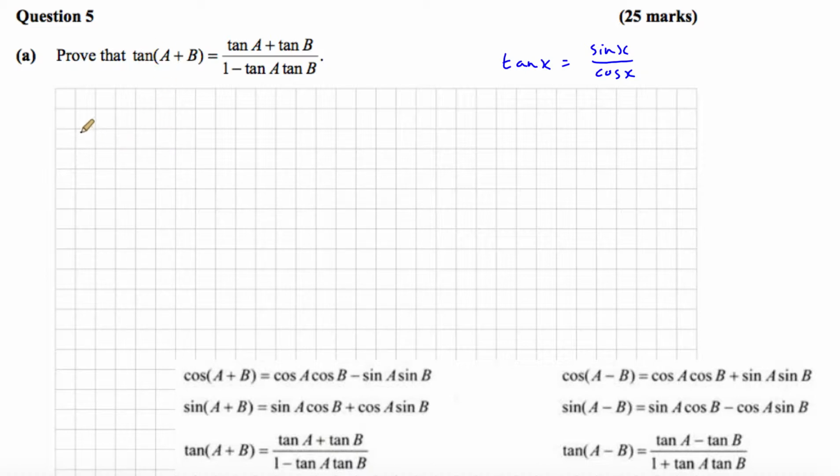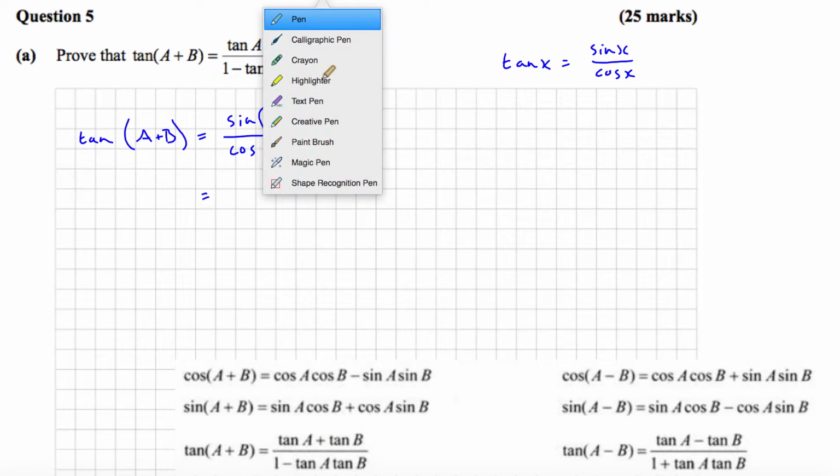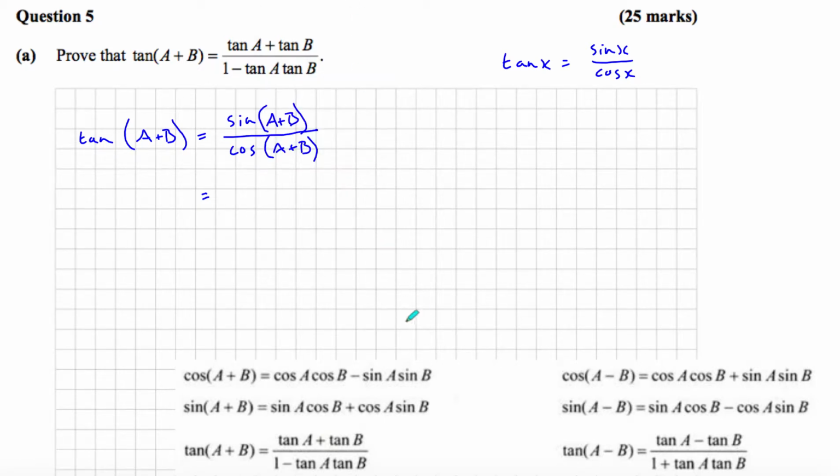So the tan of A plus B is therefore equal to the sine of that angle, A plus B, all over the cosine of the same angle, A plus B. And now you're able to use these two trig identities here to expand these out. So what we get then is the sin of A plus B is this one here. So in other words, I'm going to expand this on top here, and the cos of A plus B I'm going to do underneath there.